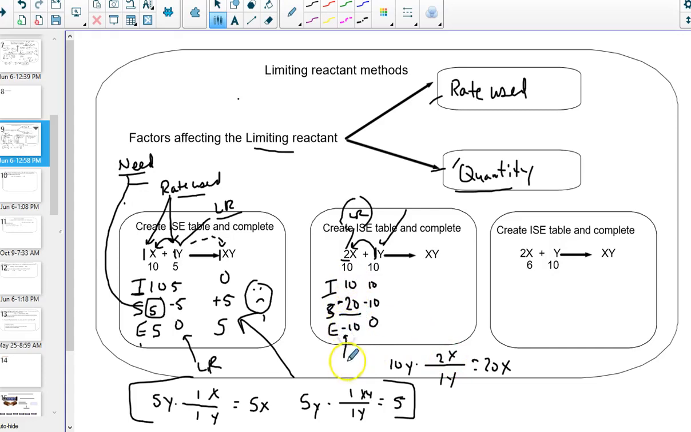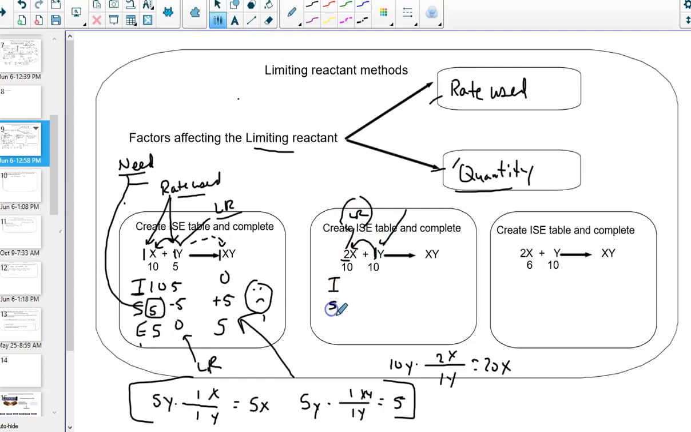If you get a negative value here, that just means you chose the wrong limiting reactant. It's not a lost cause. It just means you need to start over and use the other limiting reactant. Okay, well, let's go ahead and do that quickly. I'll erase that. And let's grab this guy.